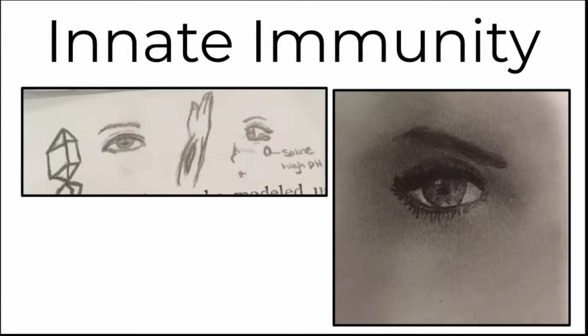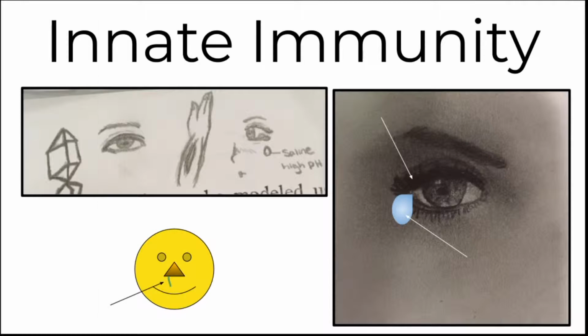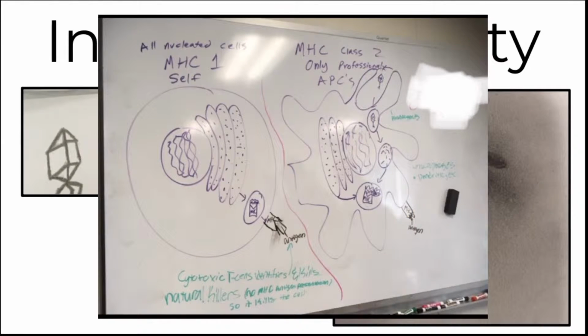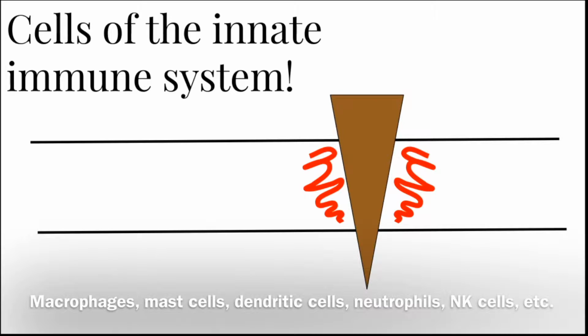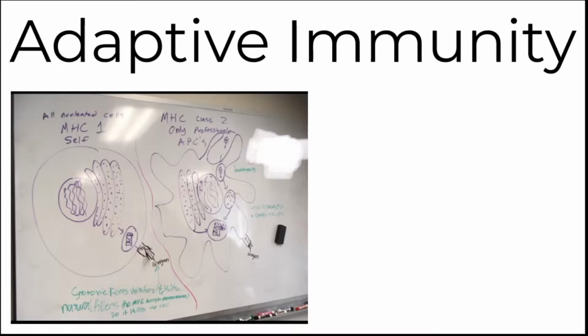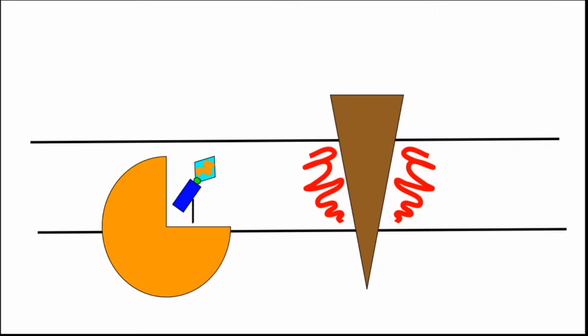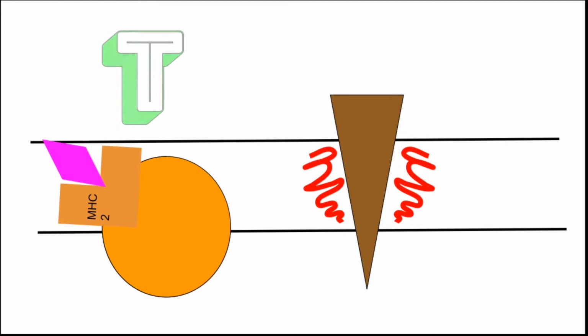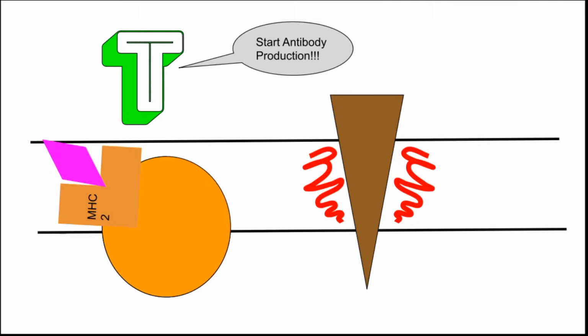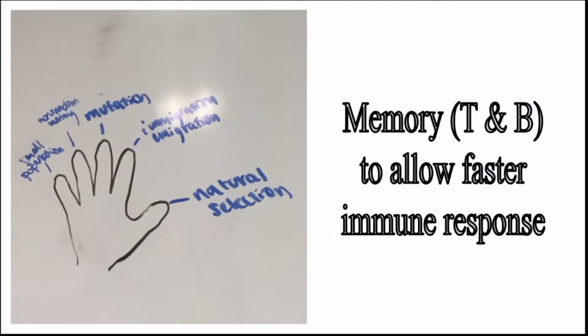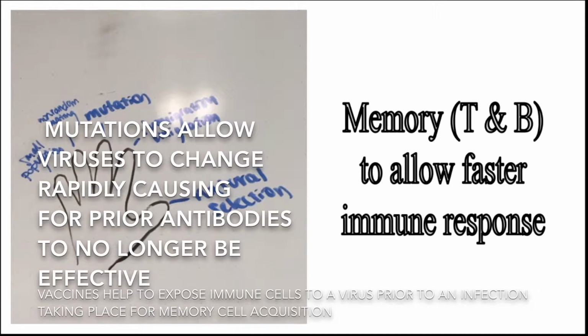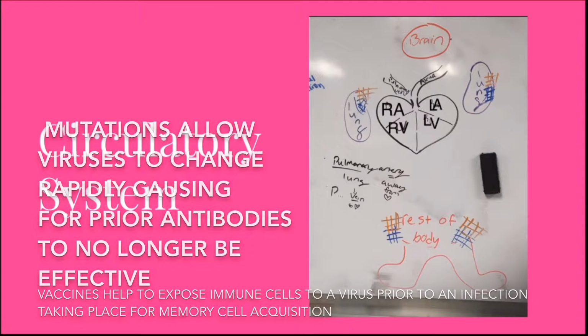So the human immune system has physical barriers, which would be our tears, our mucus, and skin. It also has the innate immunity: macrophages, neutrophils, dendritic cells. The adaptive immunity is when we have our antigen-presenting cells, like a macrophage, engulf a virus, and our MHC class 2 would present it, and our T cell would identify that and start antibody production, in which effector T cells and B cells would become activated. So our memory T and B cells would remember that for a faster immune response.